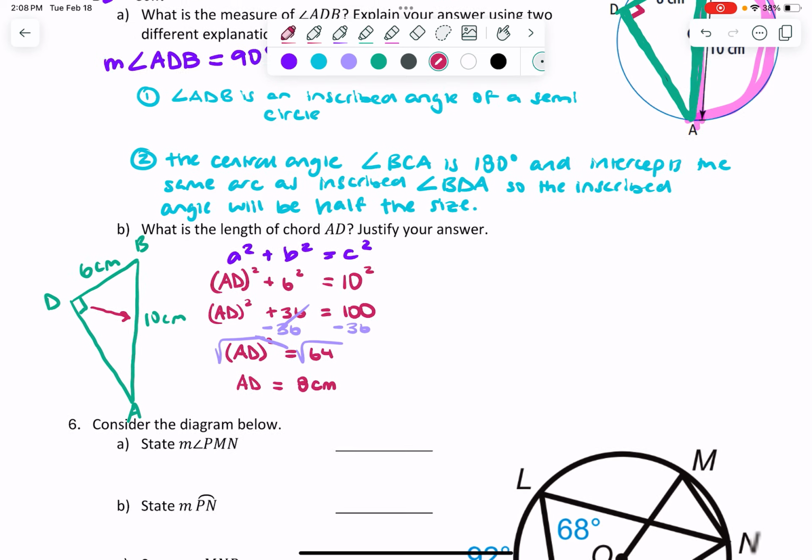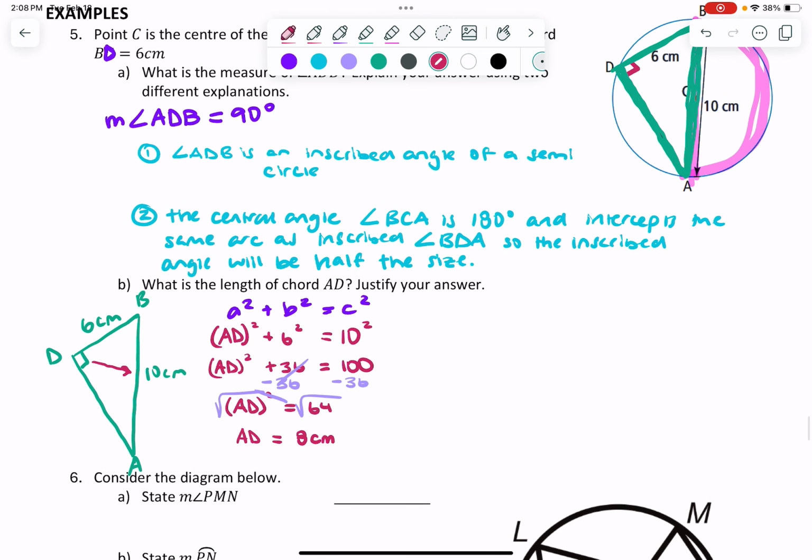Since the 6 and 10 were both measured in centimeters, my final answer should also be measured in centimeters.